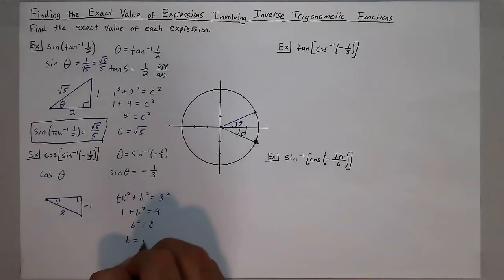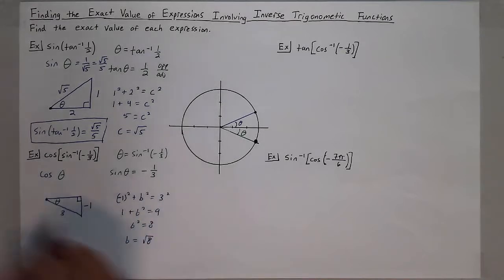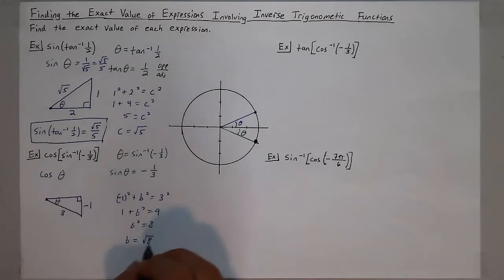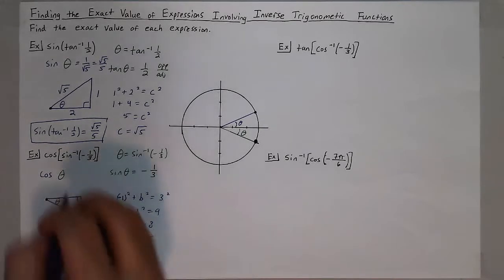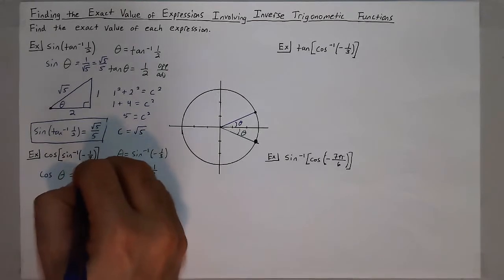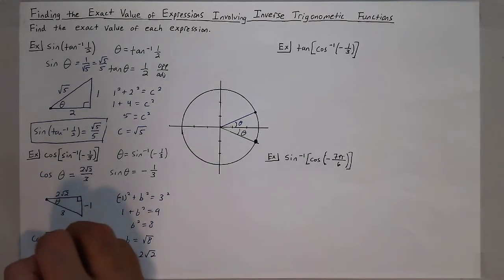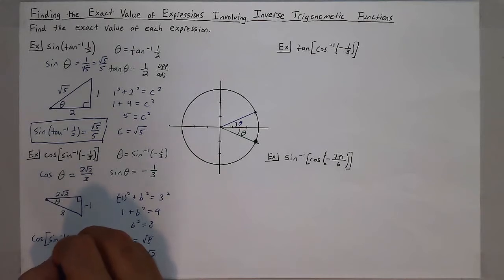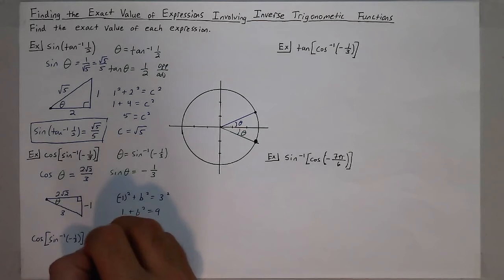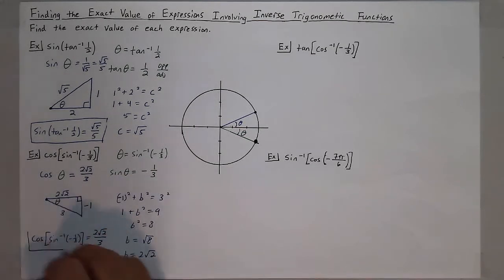B would be equal to the square root of 8, and positive because I'm in that fourth quadrant, so x should be positive. And then simplifying this radical, I get 2 square roots of 2. So this would equal 2 square roots of 2 over 3. So I can say that cosine of sine inverse of -1/3 is equal to 2 square roots of 2 over 3.